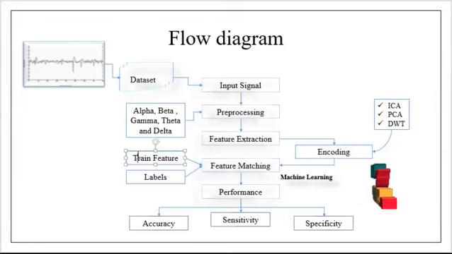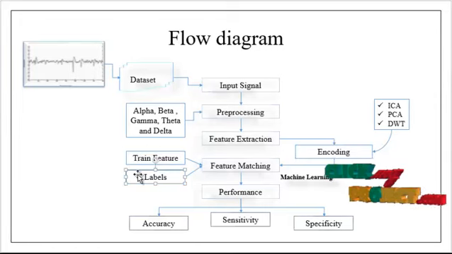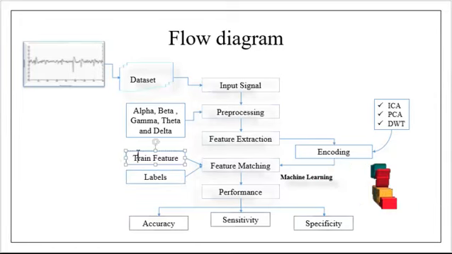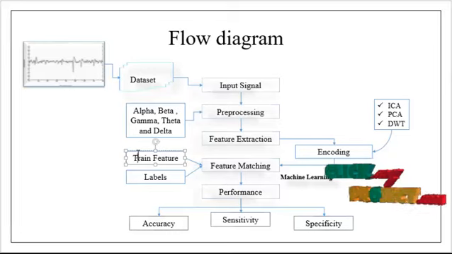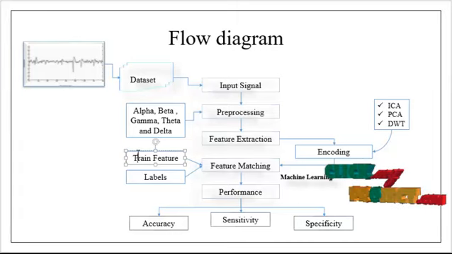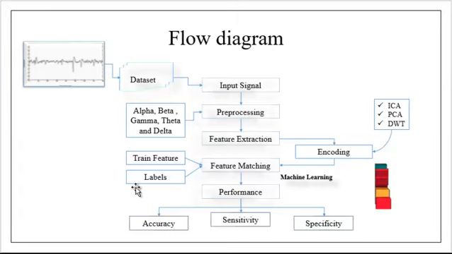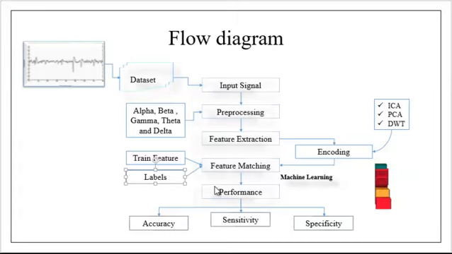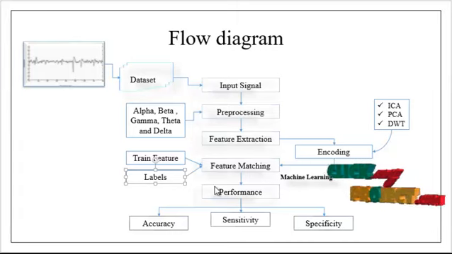During the classification, the train features and labels are included. Train features are the features of all the dataset signals. For example, if I have hundreds of signals in my dataset, those hundreds of signals will be extracted, and those features are the train features. After extracting the train features, we also import the labels, which belong to the categories of the classification. After importing everything, the feature matching is done by using the machine learning algorithms.